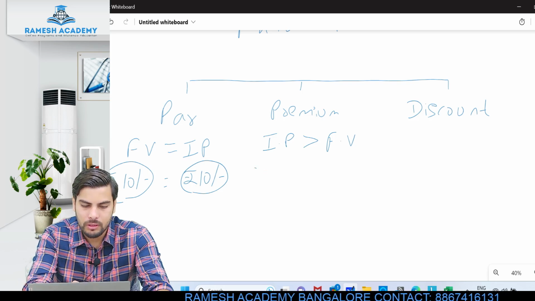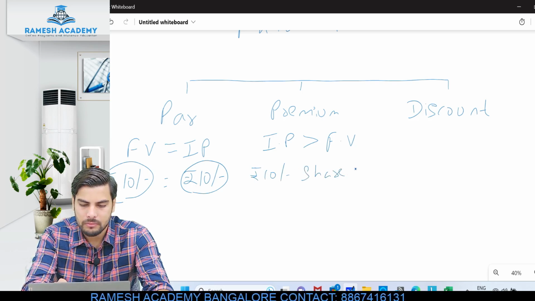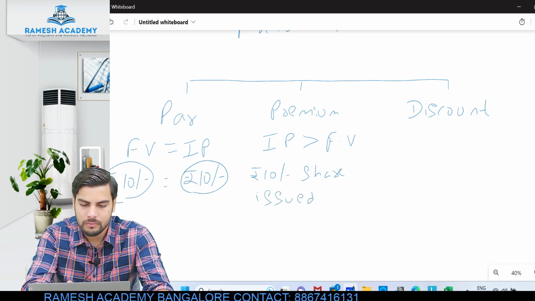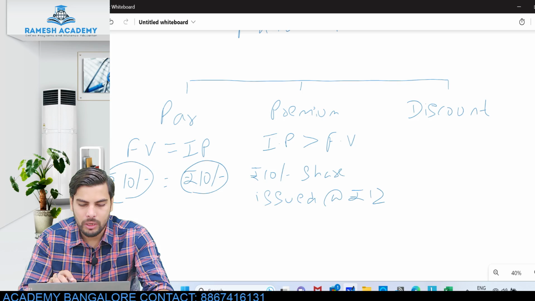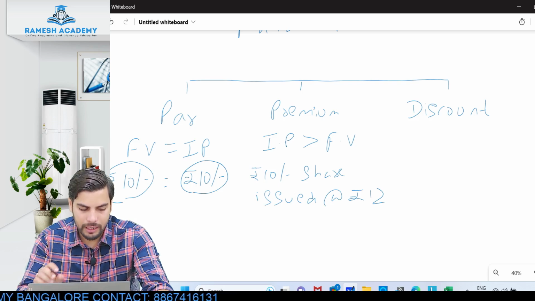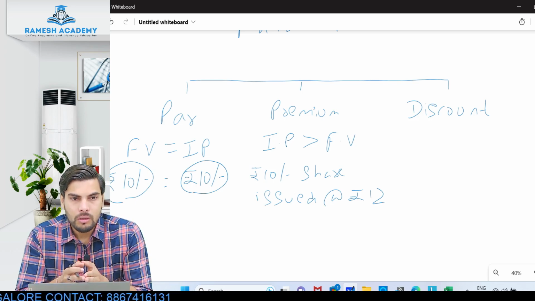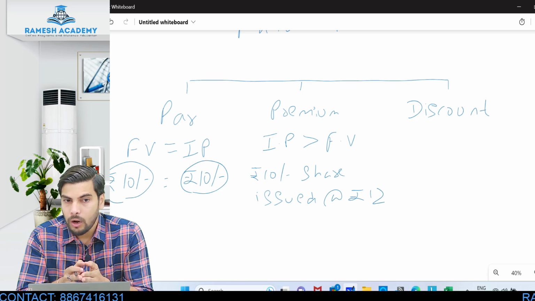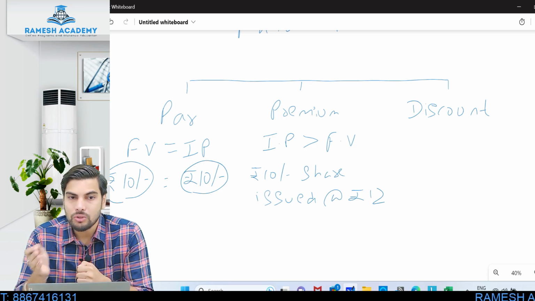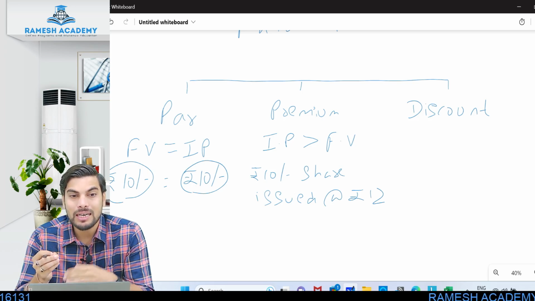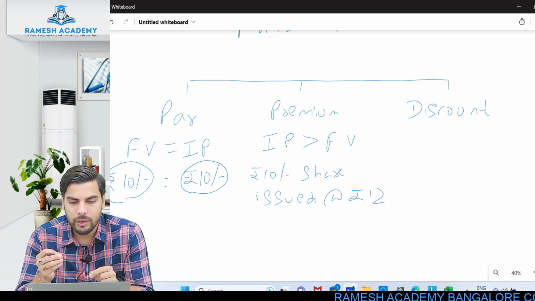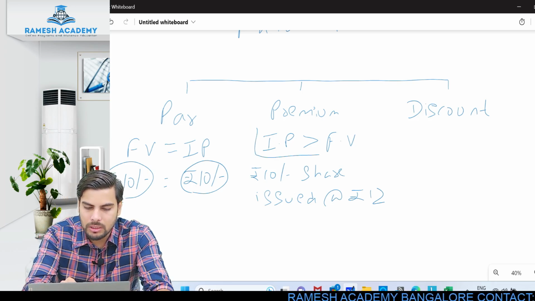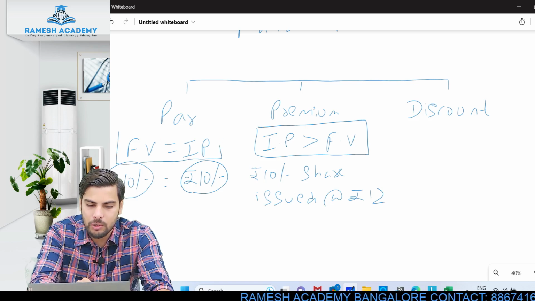So let's say a 10 rupees share issued at 12. This would be treated as premium. The 2 rupees will be treated as securities premium. The demand for my company share is high, so in that case I'll be willing to issue the shares not at face value. I would rather prefer to issue the shares at a little higher amount. Such extra amount is what is called premium, and normally we call it securities premium. So in this case, you have to remember: the issue price will be greater than face value.